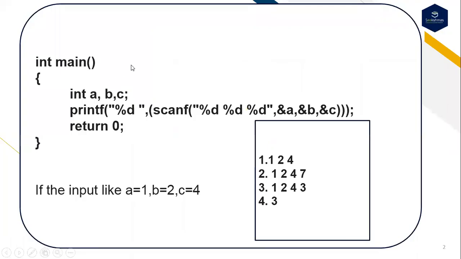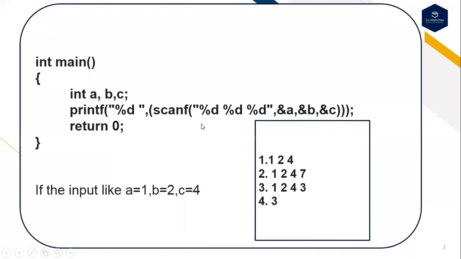This is the first question, guys. int main, int a, b, c, printf("%d"), and followed by, I'm using the scanf function, "%d %d %d", &a, &b, and &c. And these are all the following options, guys.